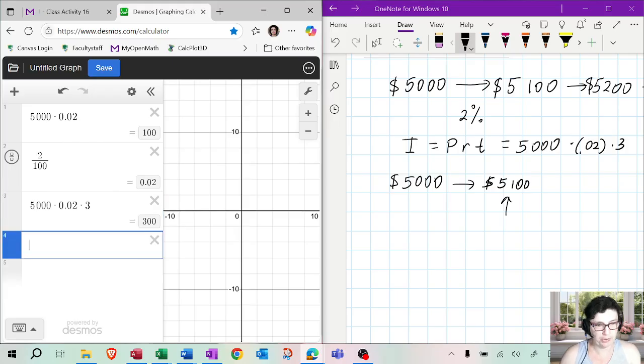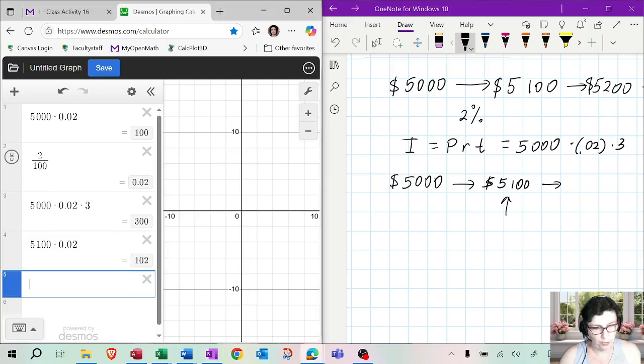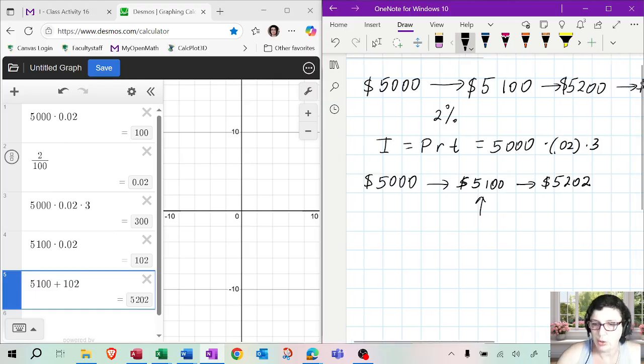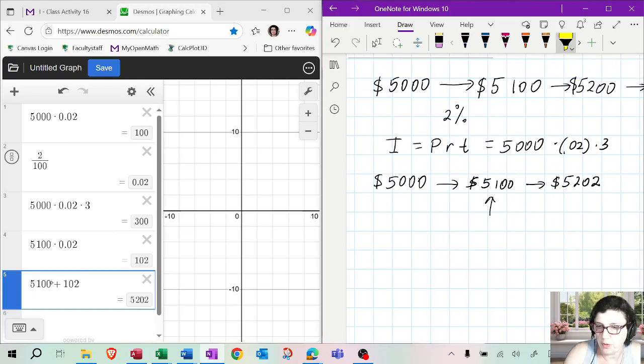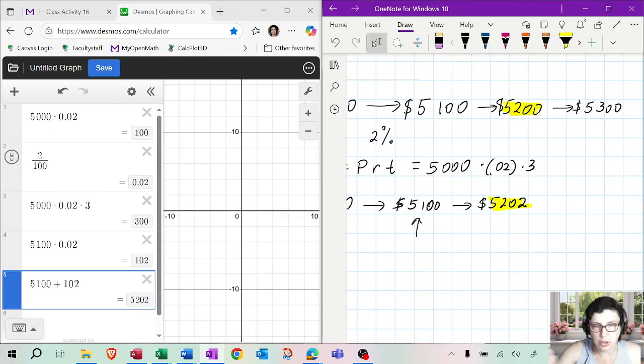Let's see what happens with that. Now we actually get $102 that we add to the previous amount. So if you had 5,100 and you add $102, you will get 5,202. Compare what happened over here to what happens over here. You get a little bit more money, right, with the compounding of interest, because your interest is earning interest.